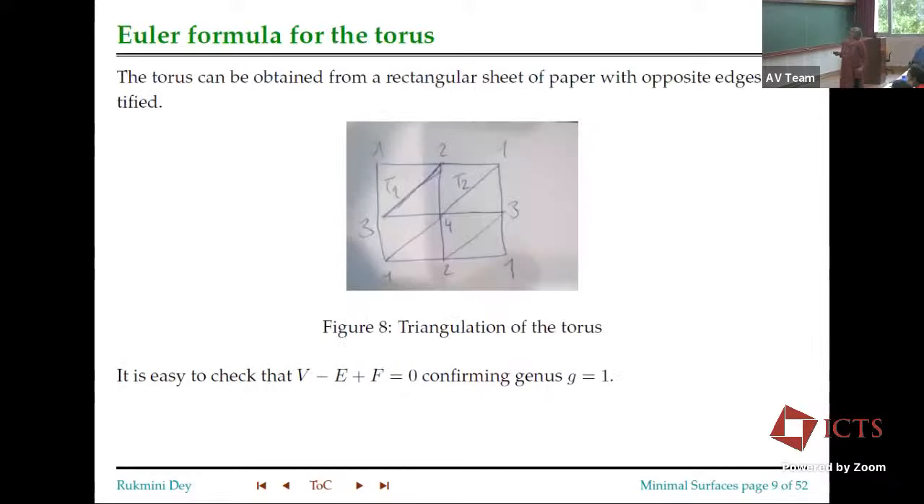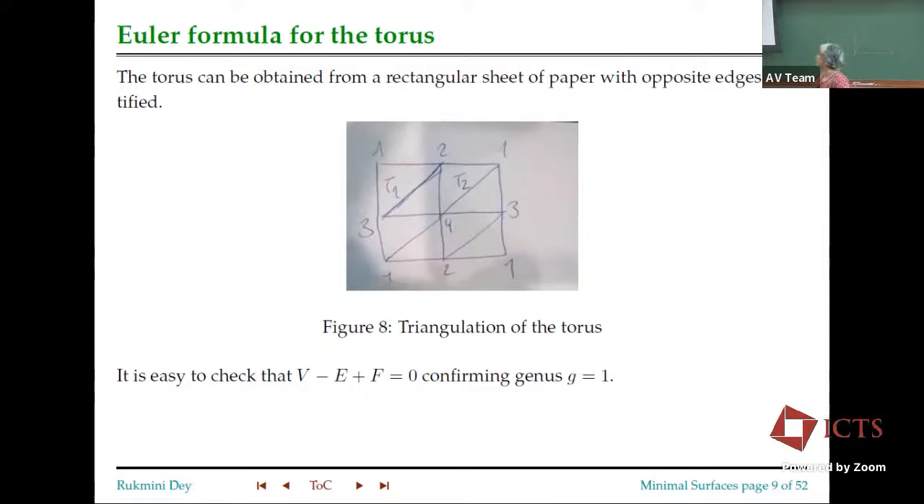Okay, let's do the torus. How do we get the torus? The torus can be thought of as a piece of paper with opposite sides identified. Can everyone see this side or should I do on both sides? We can see? Okay. So you have a piece of paper, okay? You identify this side with this side, you get a cylinder. And then you identify this side with this side, you close up the cylinder. Got it? So you get a donut shape, right?